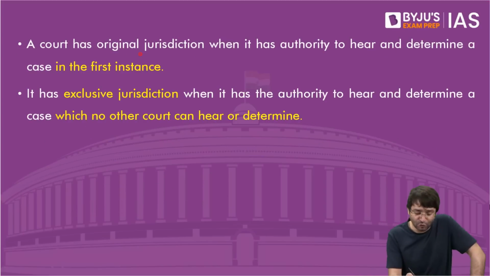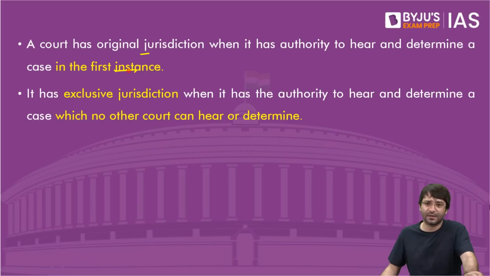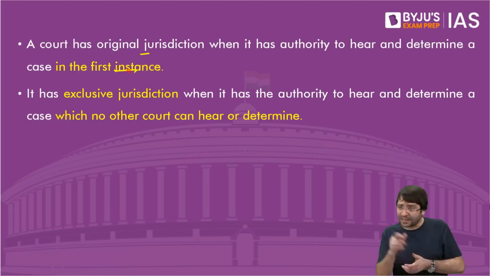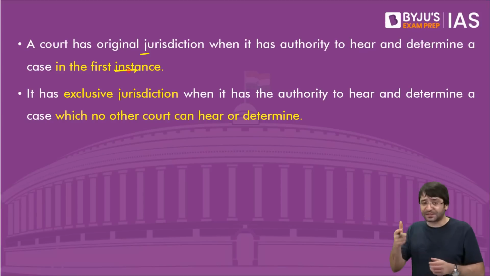The court has original jurisdiction when it has the authority to hear and determine a case in the first instance. That means if there is a violation of fundamental rights, you directly approach the Supreme Court. That means the Supreme Court is hearing this matter in the first instance, not through an appeal.